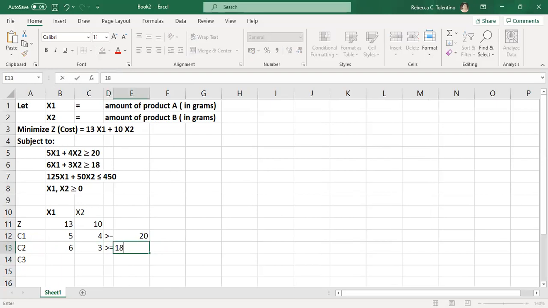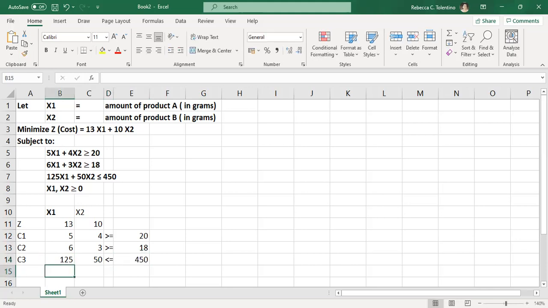Is it greater than? Yeah. Okay. And for C3, it's 50, 125, less than or equal to 450. Now that we have all the numerical coefficients, the next step would be to graph the constraints.